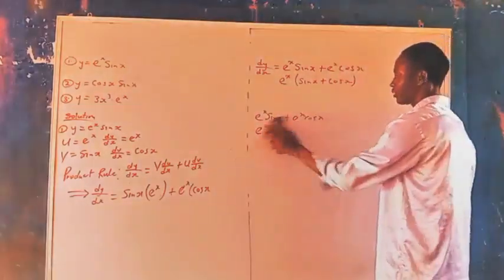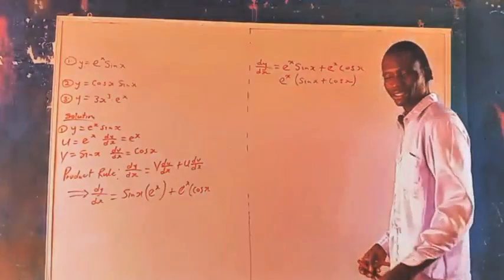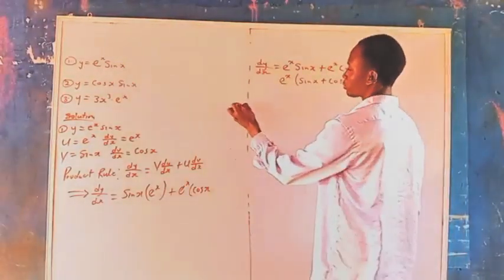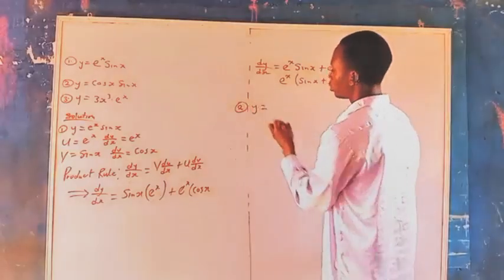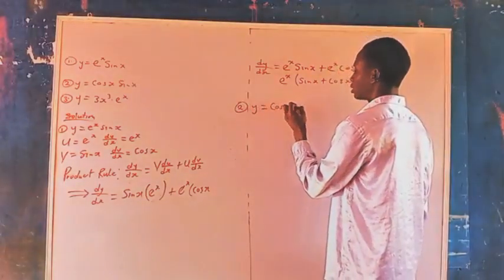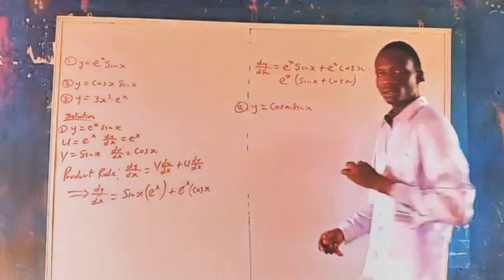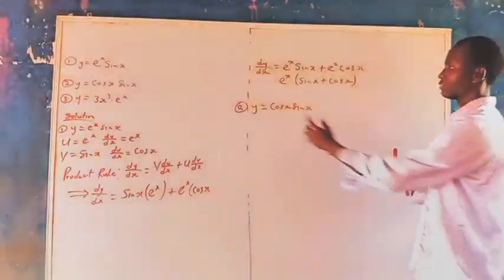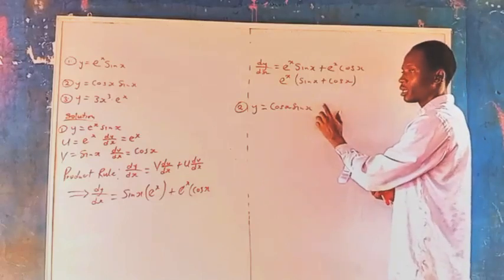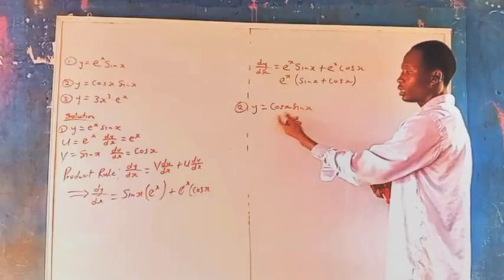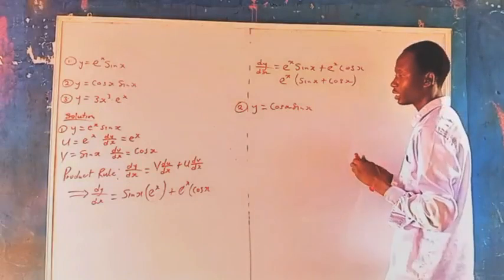Let's dive in together. Okay, I hope you are enjoying this tutorial. All right, now, number 2. We're having y equals cos x sine x. All right, now, I will differentiate the first one, leave the second one, and then differentiate the second one, leave the first one, and then sum them together. So that's what I want to do now.